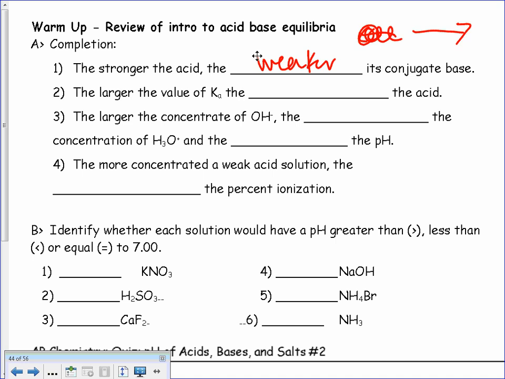The larger the Ka value, the blank the acid. Why does that make sense mathematically? If it dissociates more, why does it mathematically make sense? So what am I asking for? The concentration of the products versus the concentration of the reactants. Remember, that's how you set up a K, yeah?